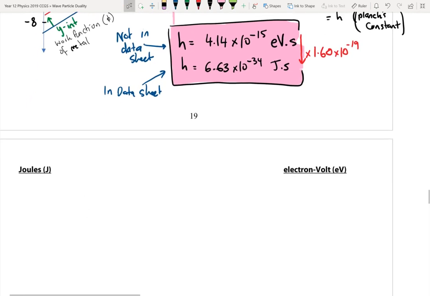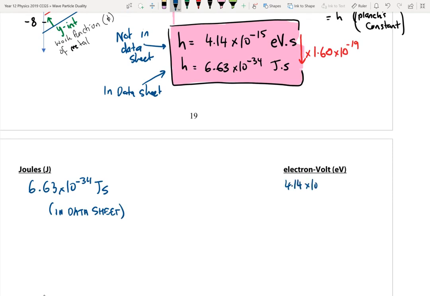Oh, look, over the page. We're going to write it again. Oh, man. Wasting paper here. So it's 6.63 times 10 to the negative 34 joule seconds in datasheet. This is what I wrote last year. And over here it's 4.14 times 10 to the negative 15 EV seconds.